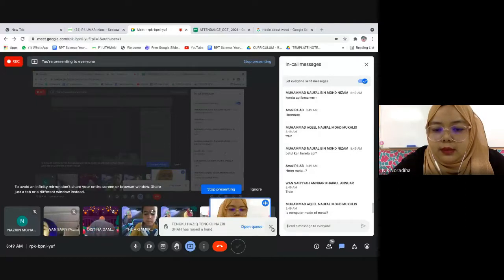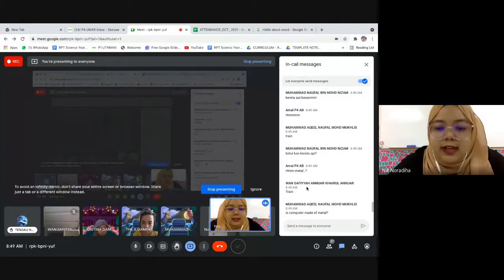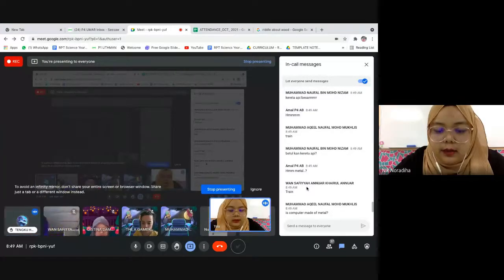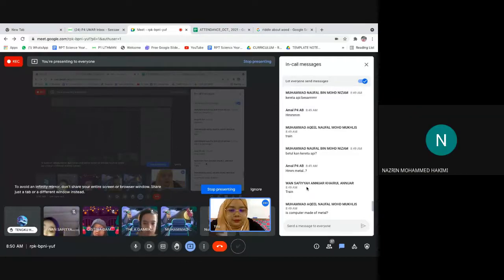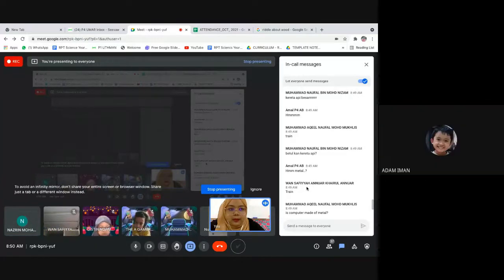Yes, Haziq. Why did you click the raise hand button? Do you want to answer? You have to use the lava to put the metal. Teacher asked for an example of metal. I didn't ask how it's created. A type of metal. Just now, Nazrin said copper. Your Adam Iman already said aluminium.